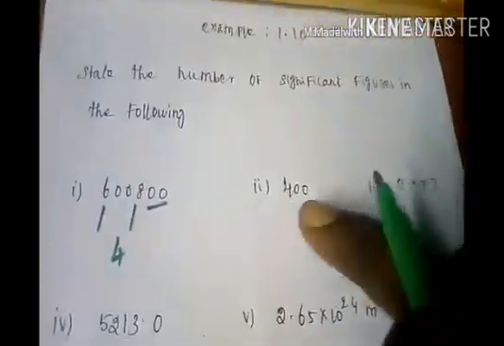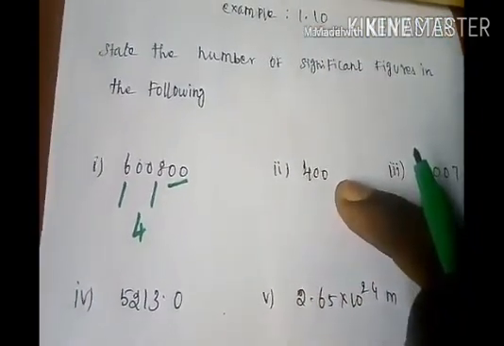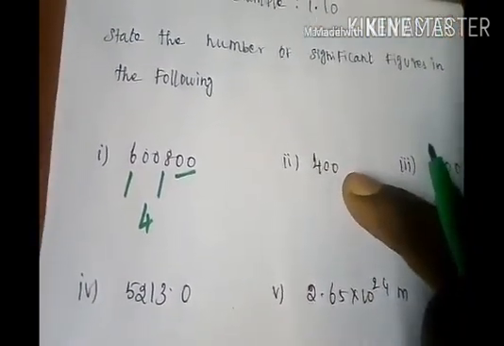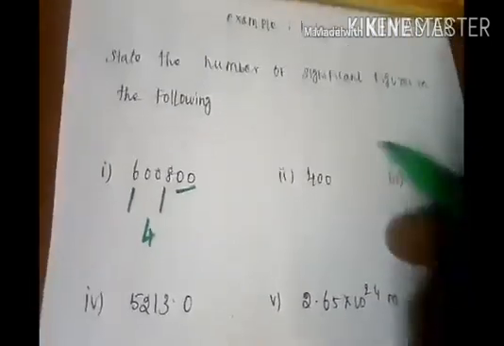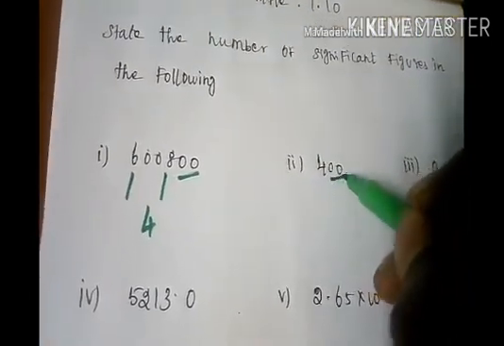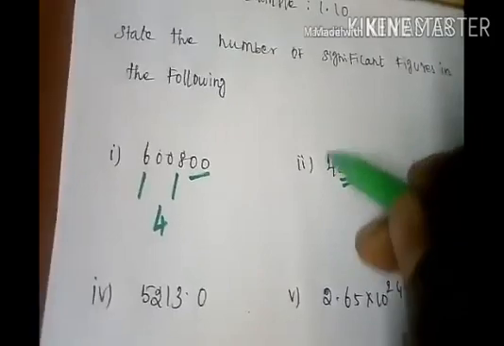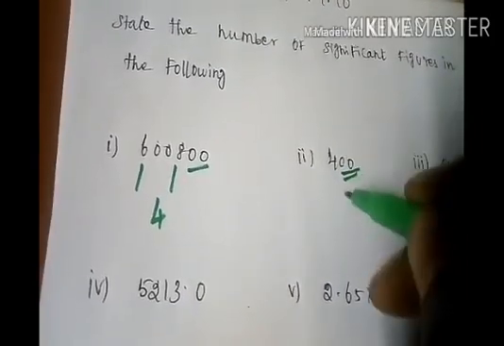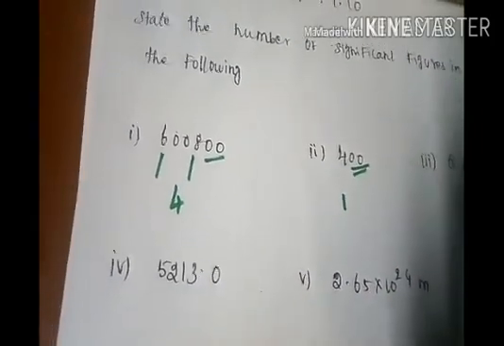So next one is 400. Similarly, here without a decimal point, the last zeros are non-significant. So here how many significant figures are there? 1. Okay.